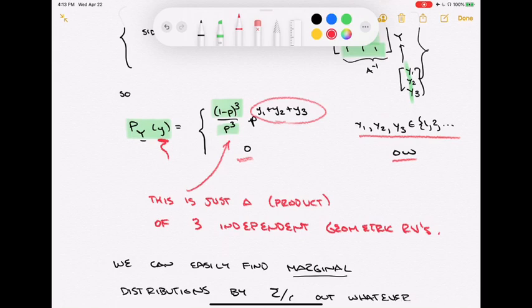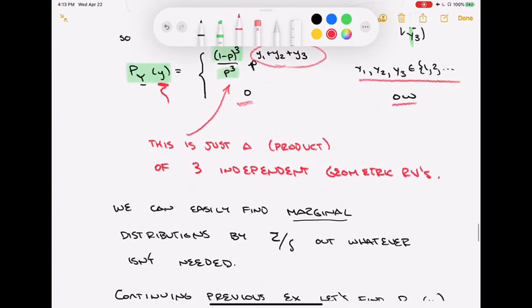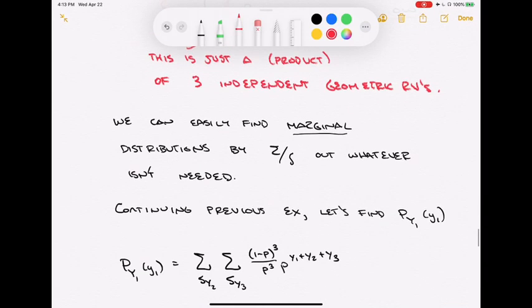The way I can probably find that is by showing what the marginal distribution of any one of these values, y1, y2, or y3 is. So let's just quickly do that, and then we'll be done with the lecture. We can easily find marginal distributions by summing or integrating out whatever is needed. So let's continue this previous example. Let's find the marginal distribution of y1.